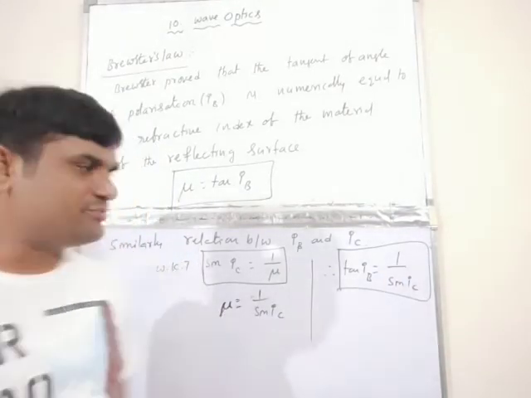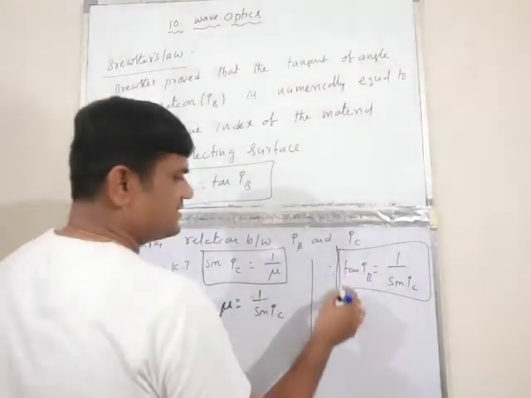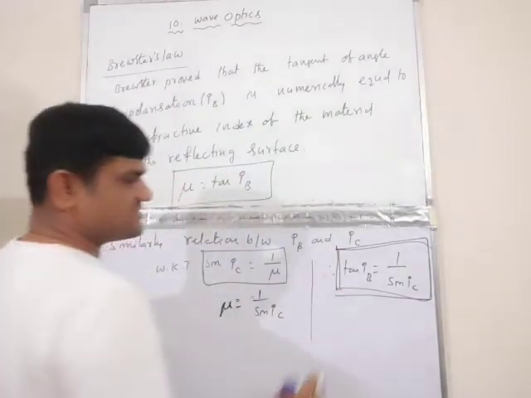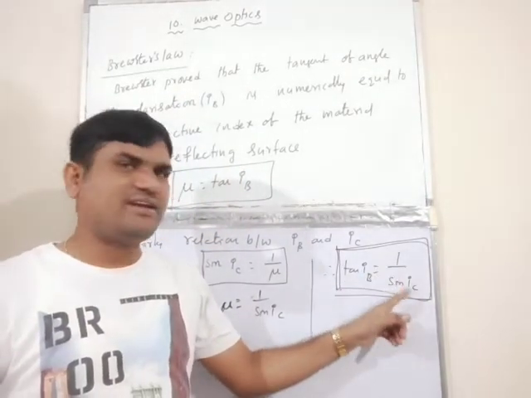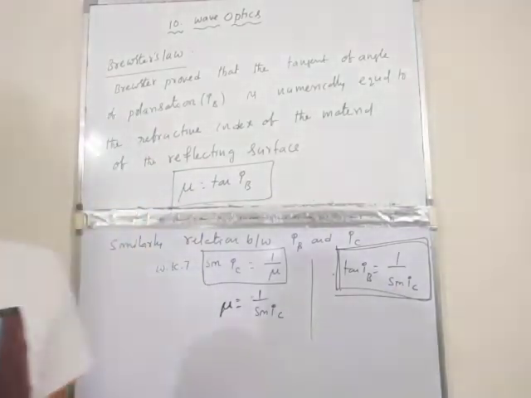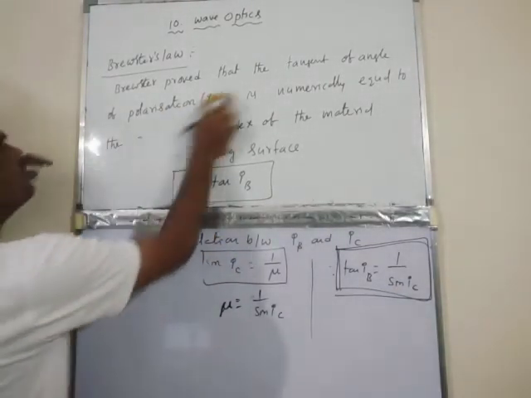This is the relation between tan IB and sin IC. Tan IB is equal to 1 by sin IC. This is the Brewster angle. So finish one. This is the Brewster angle.